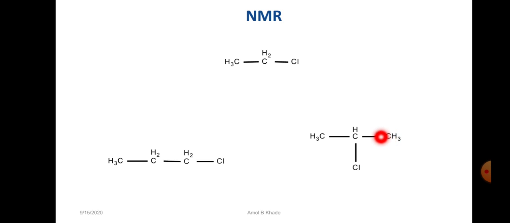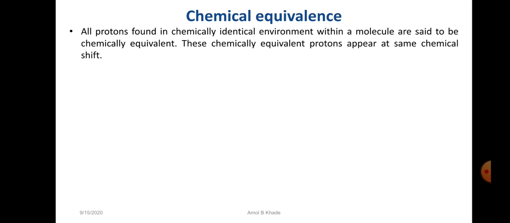Then this CH3 also has the same kind of neighbors. That's why this CH3 and this CH3 are in the same chemical environment and they are going to give only one signal, and this CH will be giving another signal. So here I am expecting two signals for this particular compound. Okay, so these are the answers.